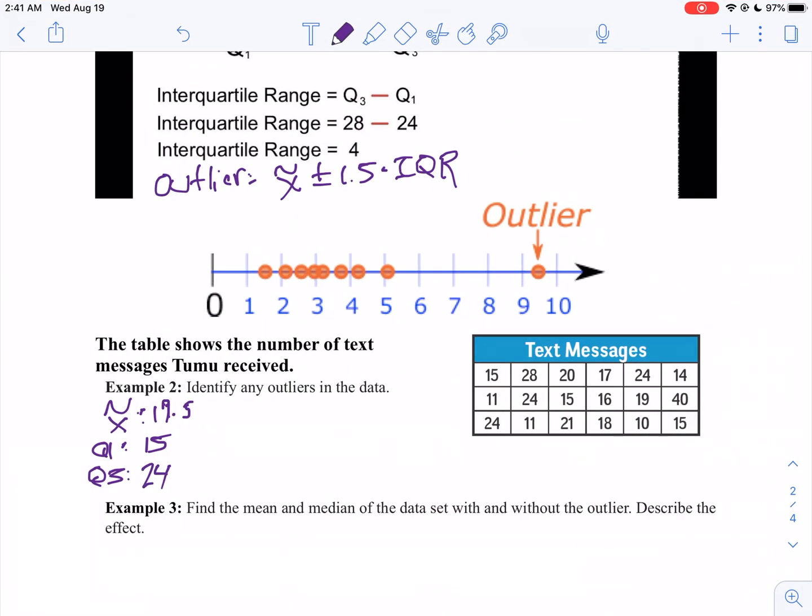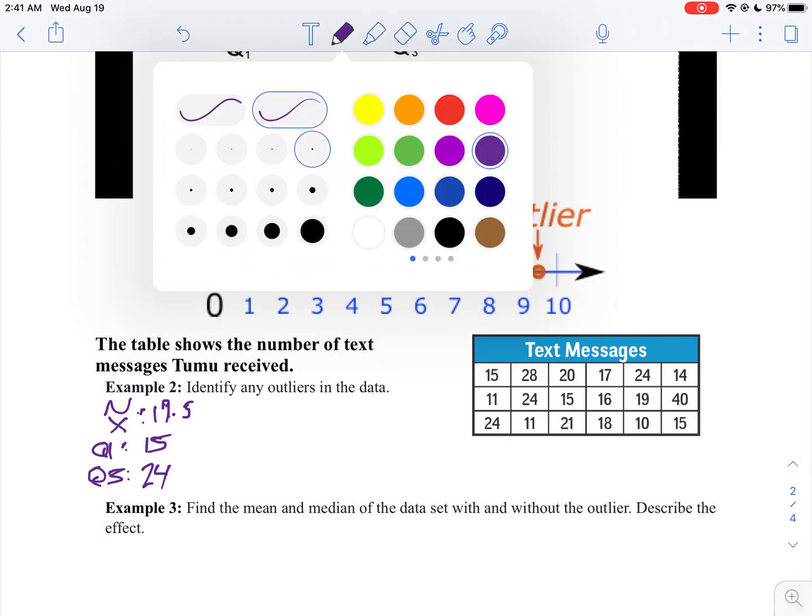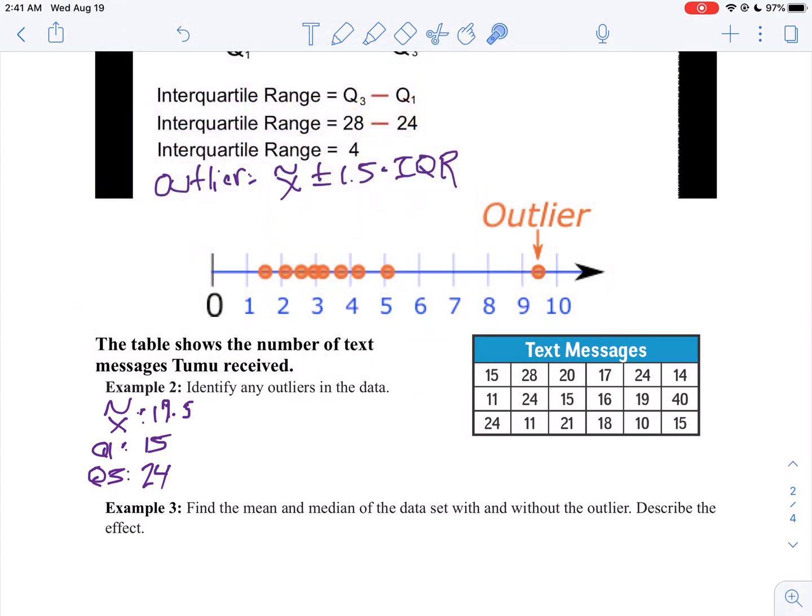Now we look at our data. By the way, we probably could have answered this question without doing all this work. Because if we look at our data set, which ones don't belong? Well, to me, that 40 looks suspect. I'm going to highlight that 40 for right now.